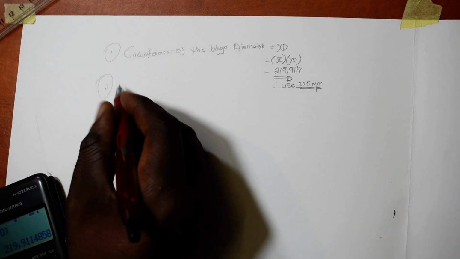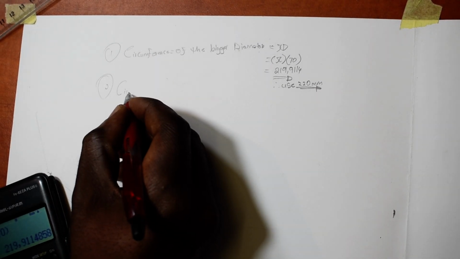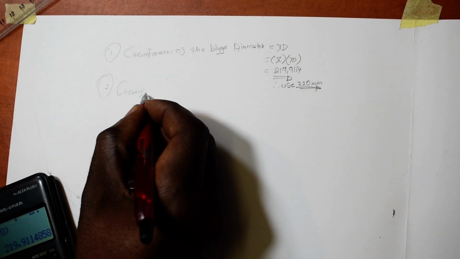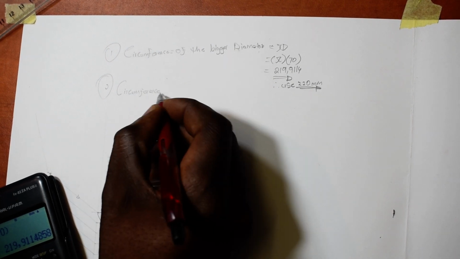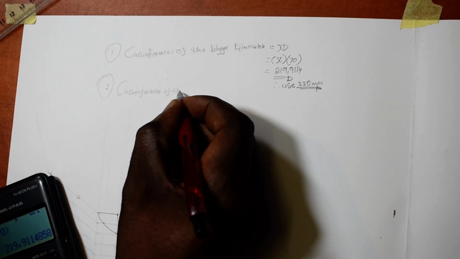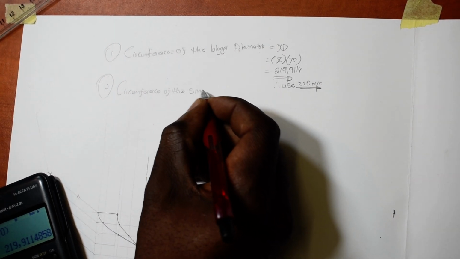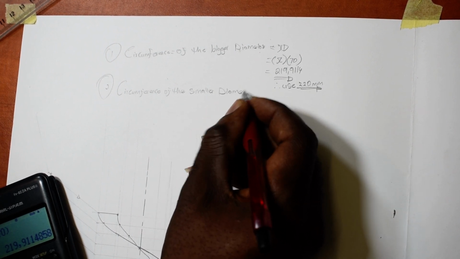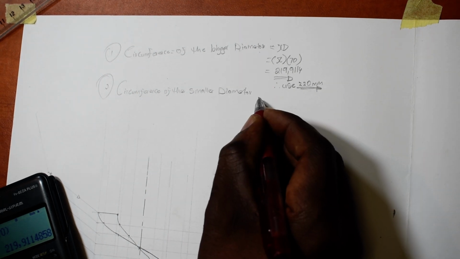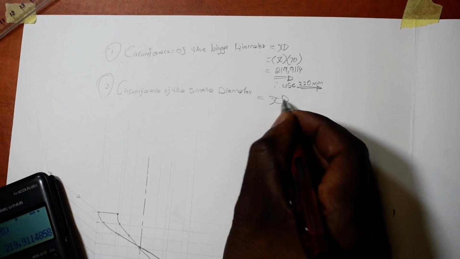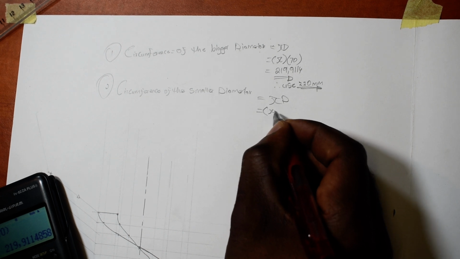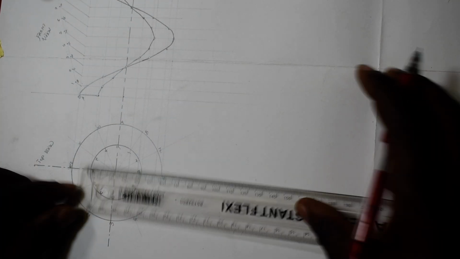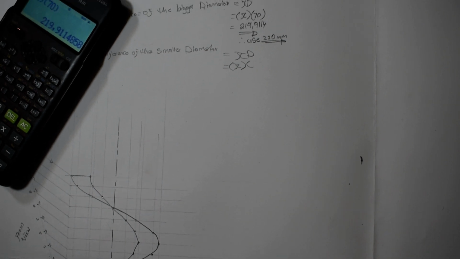So in my step 2, I'm going to say step 2, the circumference of the smaller circle, of the smaller diameter. We're going to say is equal to pi times diameter. So you know the value of pi, and the diameter is just 40, isn't it? 40.